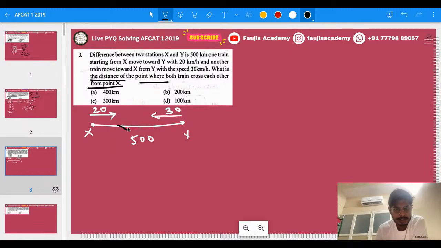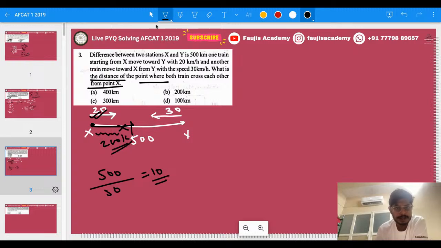Let's say this is the point where they cross each other. The 500 is the distance between them, and they are traveling in opposite directions. That means they will meet in 10 hours. So in 10 hours, this particular train will have traveled how much? 200 kilometers, right? Up till X.